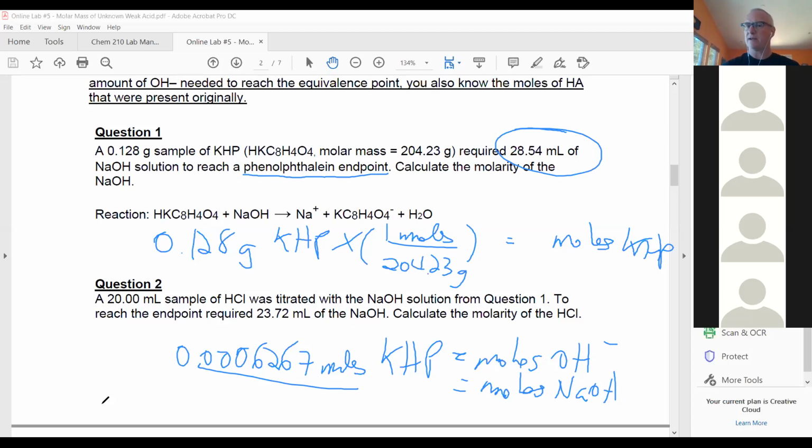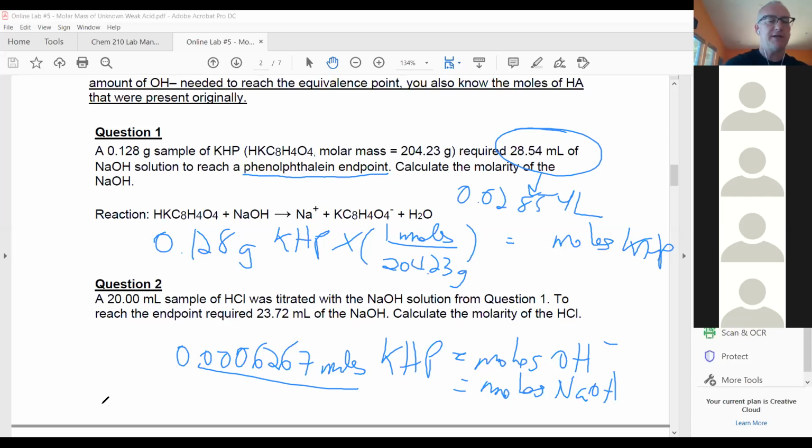How am I going to calculate the concentration of my sodium hydroxide? You have to convert the volume to liters first. Okay, how many liters is that? 28.54 milliliters times 1 over 1,000. Sorry, always multiply. So that's 0.02854 liters, right? So I've got moles and I've got liters.